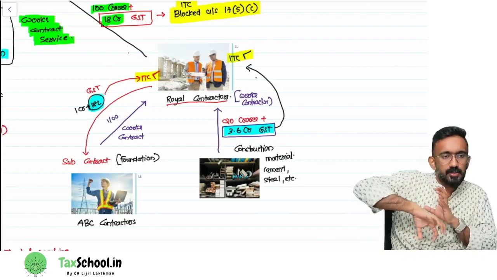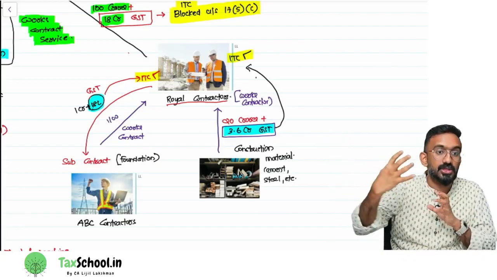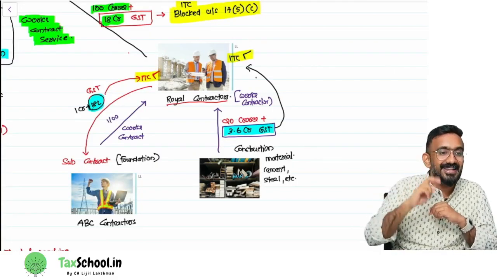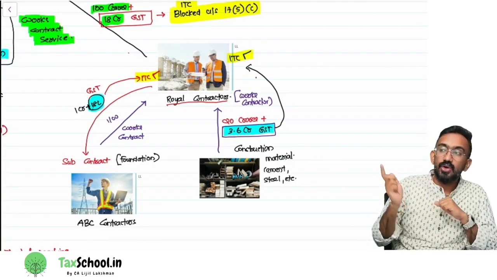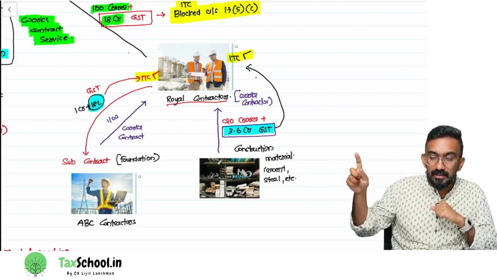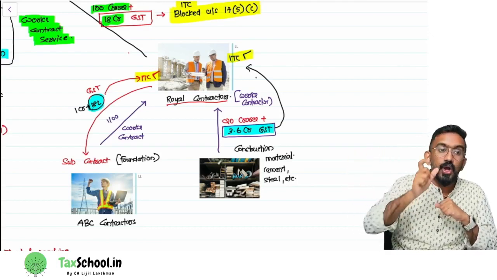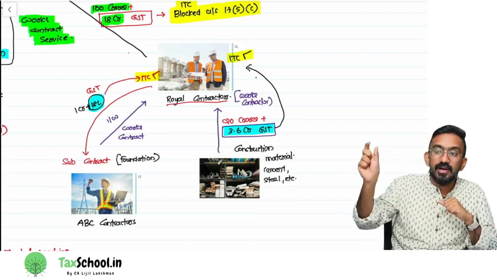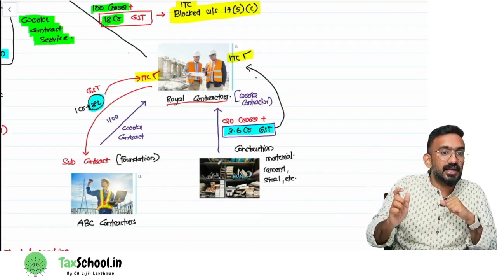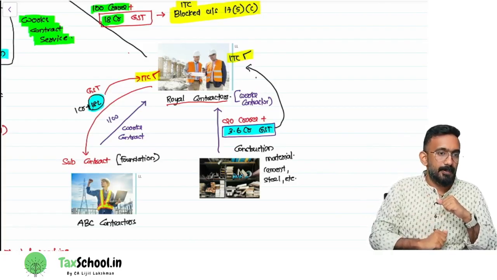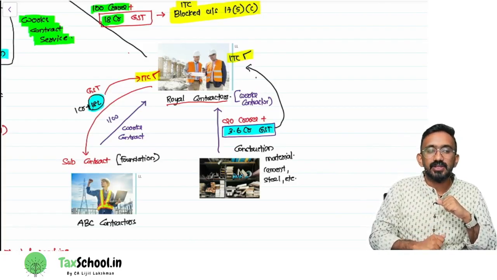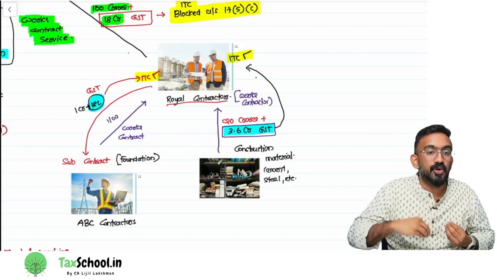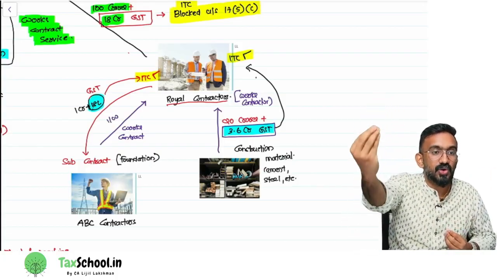ABC Contractor is providing services to Royal Contractor. What service? Works contract service only. And they're charging 1 crore plus 18 lakh GST. Royal Contractor paid how much money to ABC Contractor? 1 crore 18 lakh. This 18 lakh is GST. Can Royal Contractor take the input tax credit of this 18 lakh? The answer is yes. Why? Because they are taking inward supply of works contract to provide outward supply of works contract to Nokia.